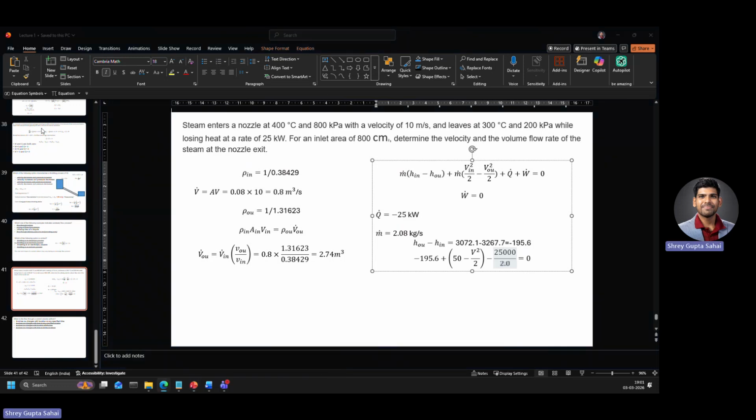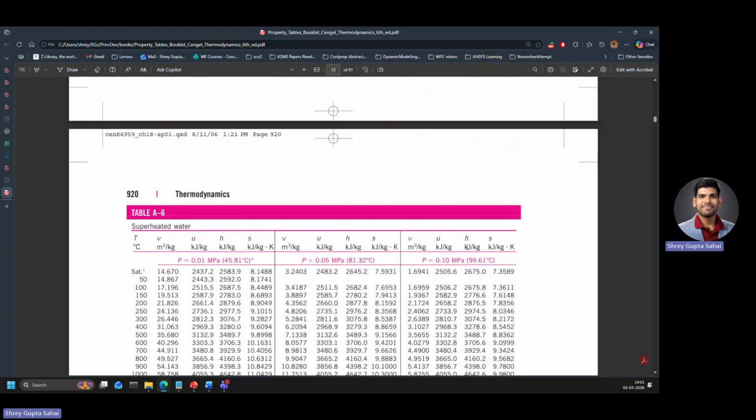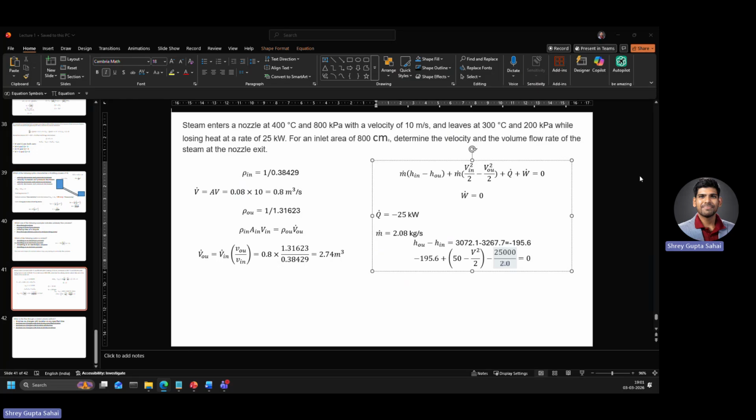These are in kilojoules. I think this will not be 25,000. This will be only 25. See, these are in kilojoules, so this has to be only 25, not 2500. I should mind that. Okay, now 25 by 2.08 will roughly become 12 point something, right? So exactly 12.02.